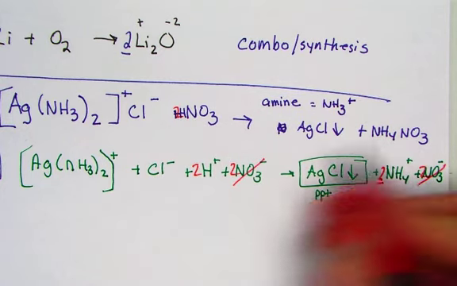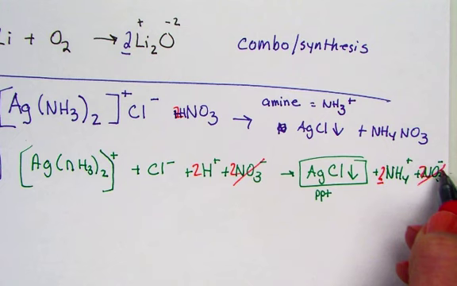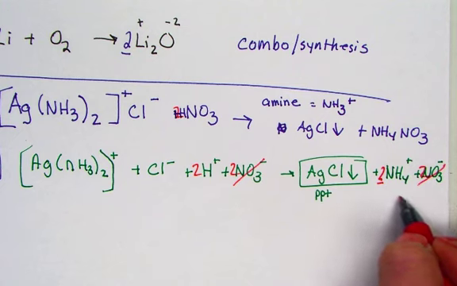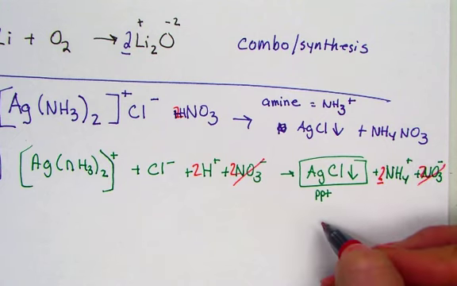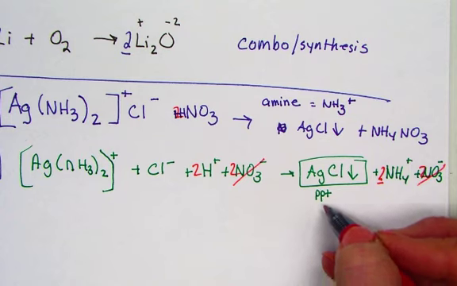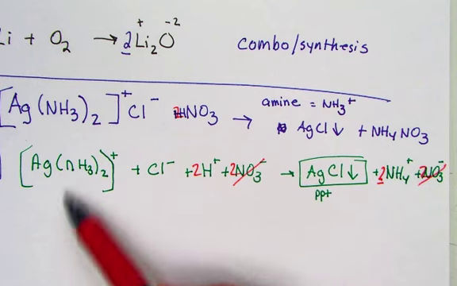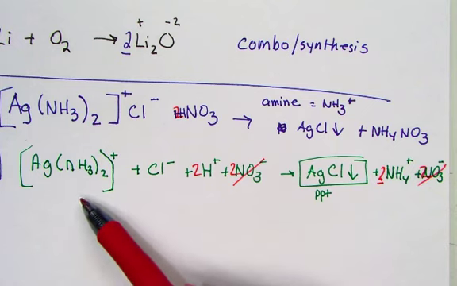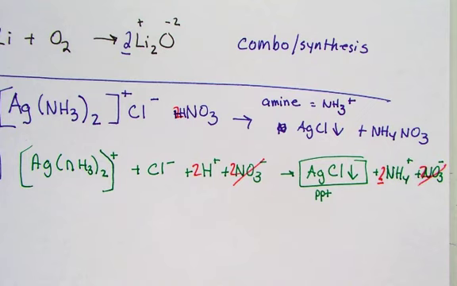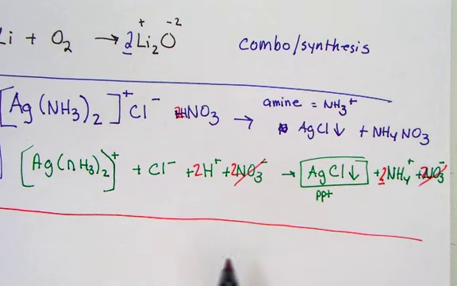So to finish, the nitrates canceled, leaving me two groups of ammonium +1. The silver chloride is left as the precipitate, the driving force. Two hydrogen ions, one chloride, and that complex silver diammine carrying a +1 charge. Again, a complex ion, something we're unfamiliar with. But generally speaking, here's the rule.